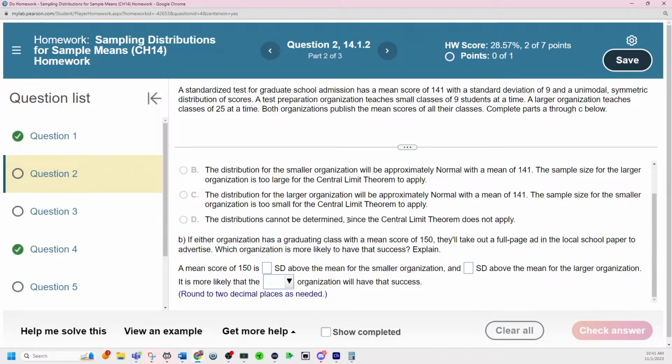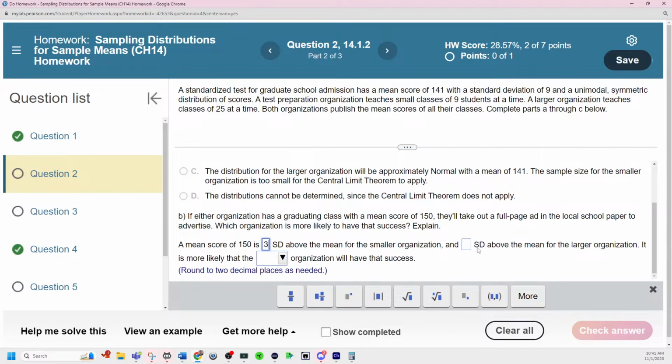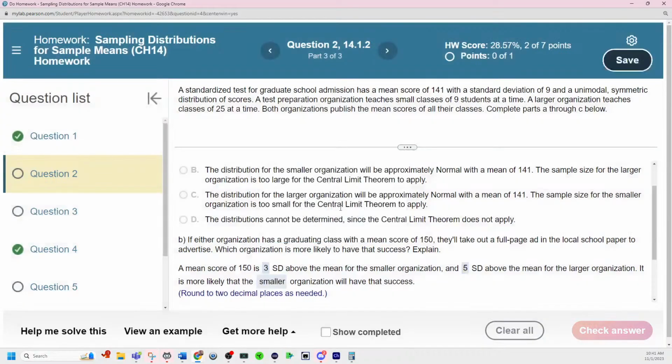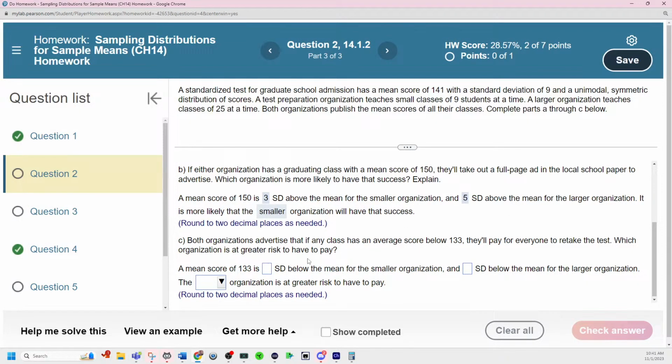Now we get into how unusual are these. With this right here, we can do it pretty quickly if we want. I'm thinking it through in my head. The smaller organization has a z-score of 3, and the larger one has a z-score. Oh, man. This one's hard to do in my head. I think it's 5. I'll show how I did this. And the smaller one is more likely to have success. Did I do it right? I did. Okay, how in the world did I get this?